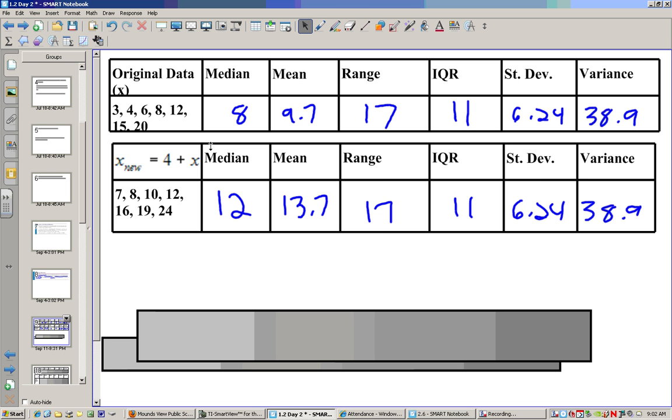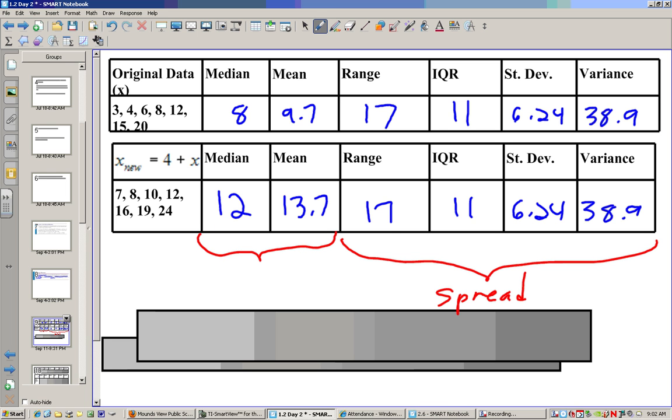So if I take my data points and move each of them up 4, these values over here that represent the spread don't change if we just add a value to each of the data points. However, the centers will change. So, if we just add any number to all of the values, the centers change, but the spread does not.